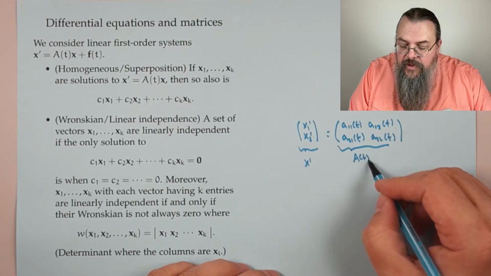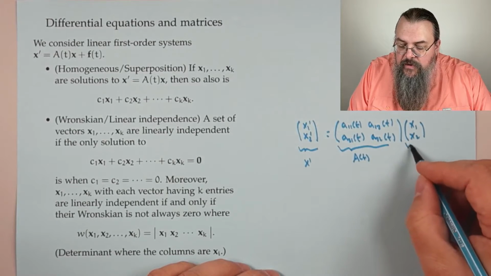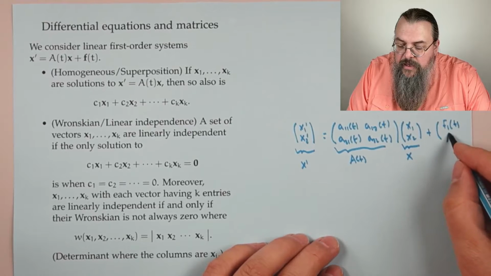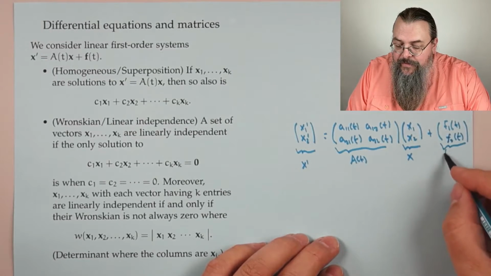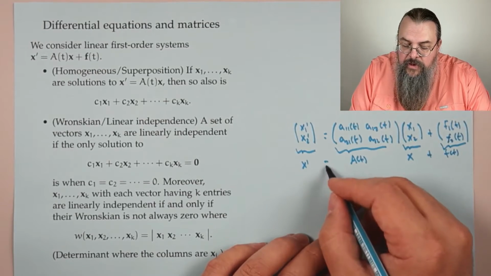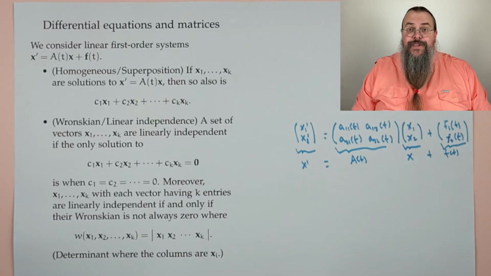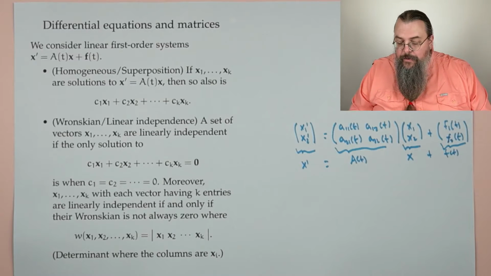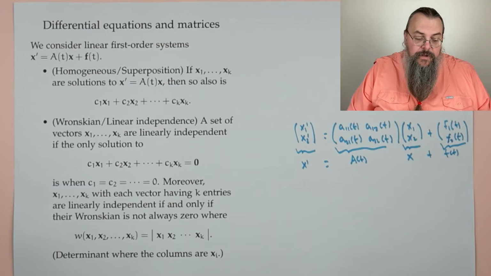So here's our A of t, and then we have our x1, x2, this is our x, and maybe we have some things on the end, f1 of t, whoops, excuse me, and f2 of t. And here is our f of t. So again, x prime equals A of t x plus f of t corresponds to that. Now we can write this in another way. Isn't that great? How many ways we can write things? So what do I mean by that?